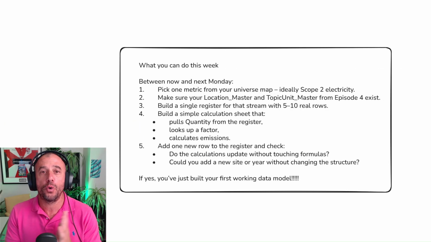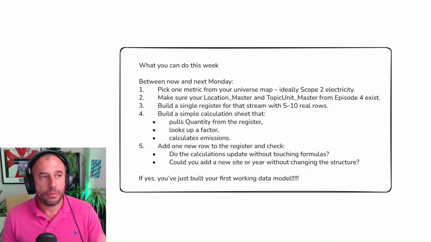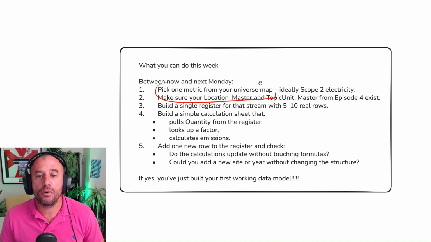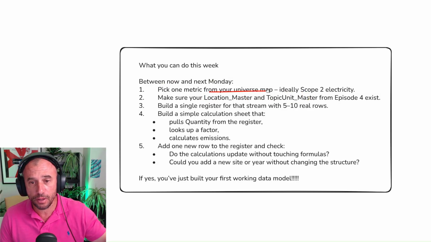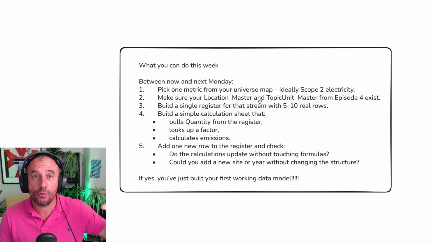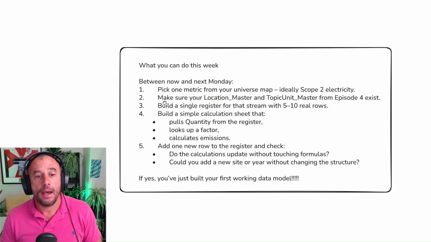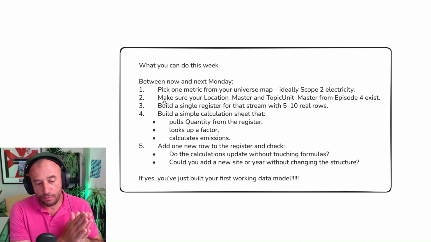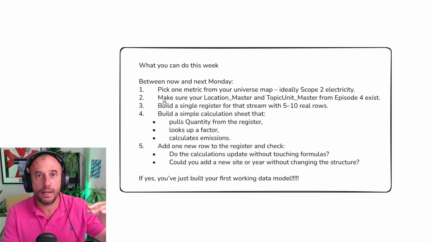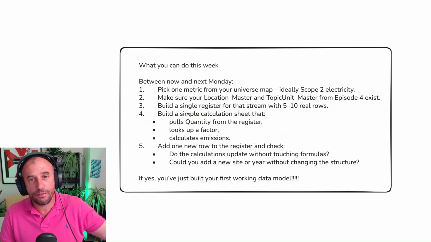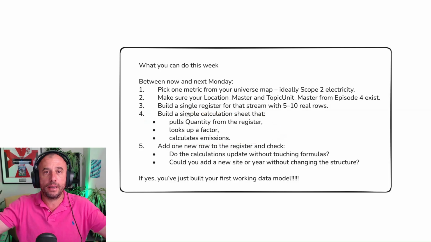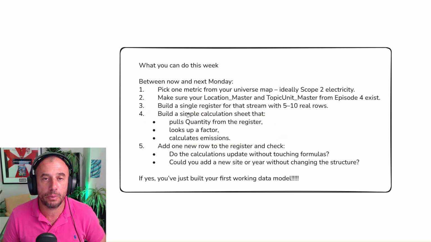All right, now to do your homework for the week. Between now and next Monday, pick one metric from your universe map. I think we're going with scope 2 electricity. Make sure that your location master and your topic master from episode 4 exist, since they've already been done in previous episodes. Build it into a single register that's screened from 5 to 10 rows. We need to have a little bit of data in there to see it work. And then build out your simple calculation sheet that pulls the quantity from the register, looks up the factor, and gives you the emission. That's as simple as we want to keep it.